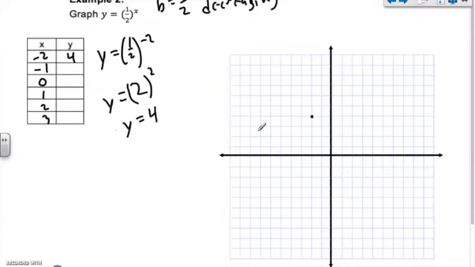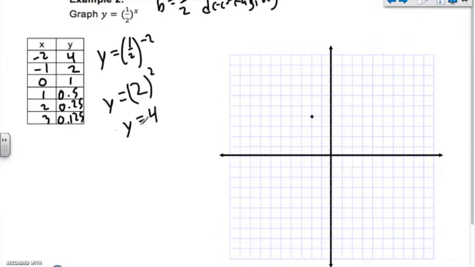Alright, now that you've had a chance to work those out, let's go ahead and look at what you should have gotten. You should have gotten -1, 2; 0, 1; 1, 0.5, or 1/2; 2, 0.25, or 1/4; and 3, 0.125, or 1/8. If you have any questions about how we arrived at those, go ahead and let us know. We'll be glad to help you out.